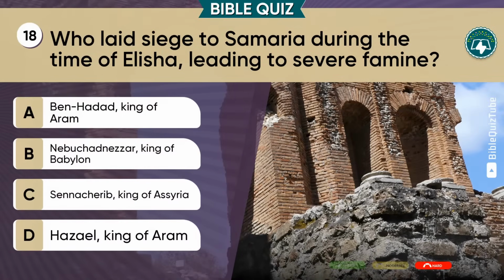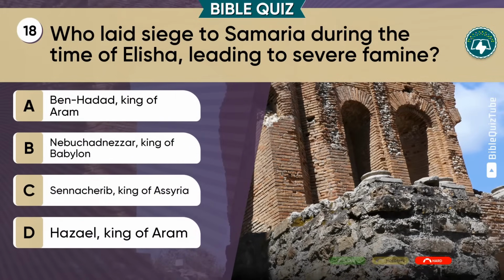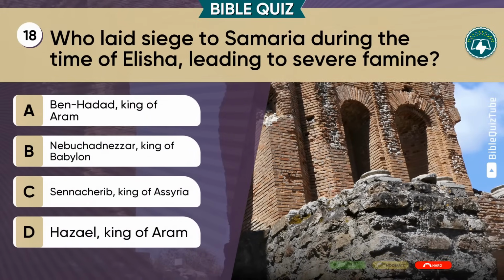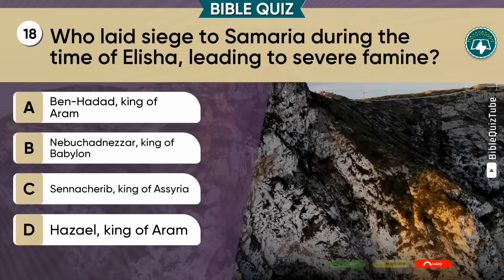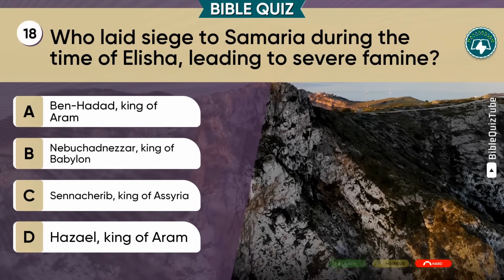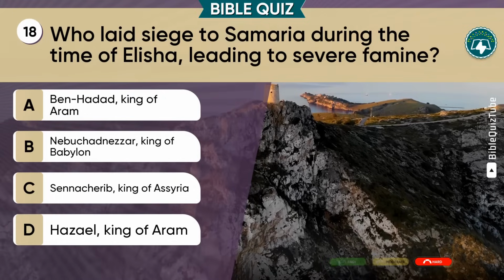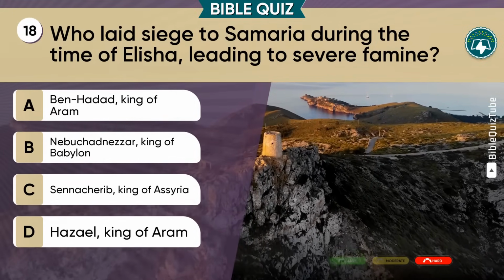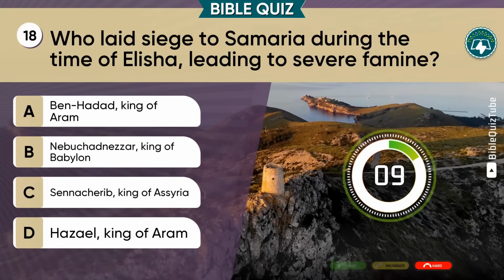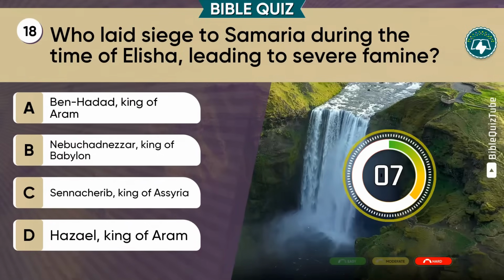Question 18. Who laid siege to Samaria during the time of Elisha, leading to severe famine? Decide between A. Ben-Hadad, king of Aram, B. Nebuchadnezzar, king of Babylon, C. Sennacherib, king of Assyria, D. Hazael, king of Aram.